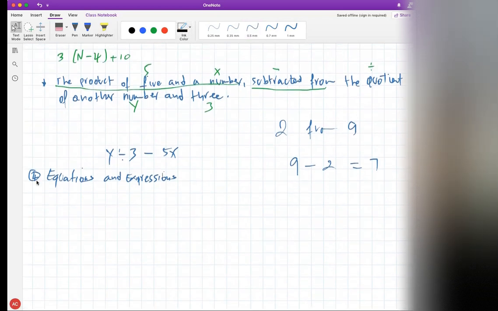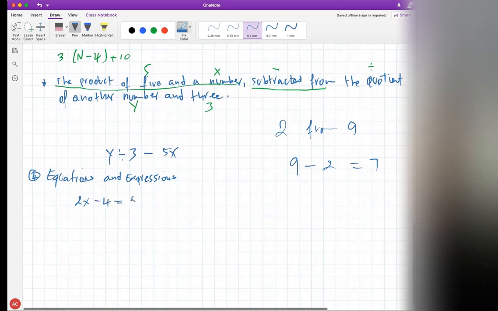So the expression, again, as we said, is a combination of numbers and letters. For example, 2x minus 4. This is an expression, okay? An expression: numbers and letters. How do we make this into an equation? What does it need? It has to be balanced. What is that symbol for balance?